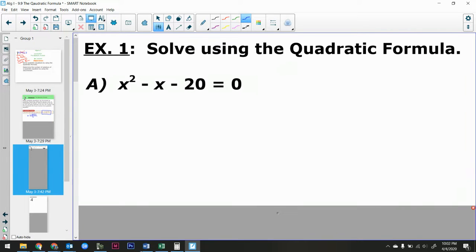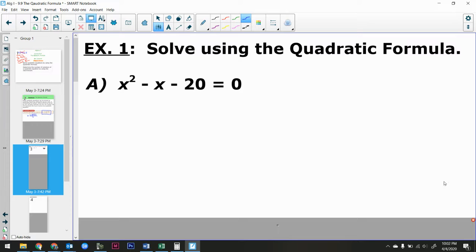Okay. So let's solve using the quadratic formula. I would suggest every time we do a new problem, we write out two things. We write out our A, B, and C. A is 1, B is -1, C is -20. And then from there, we write out the formula in its original form. The opposite of B plus or minus the square root of B squared minus 4AC, all divided by 2A.